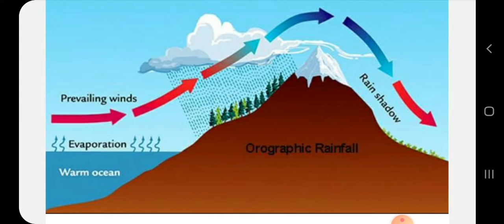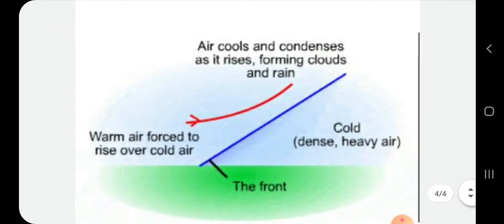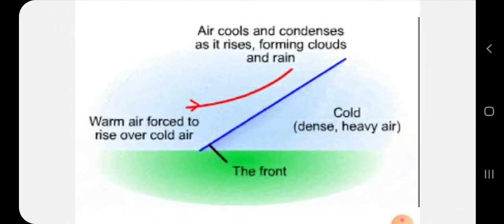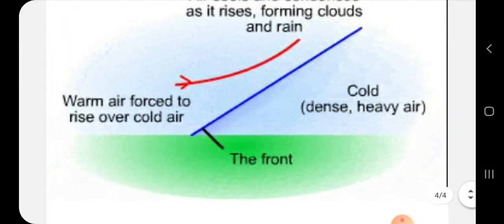Now come to the next type. Frontal rainfall is also known as cyclonic rainfall. Look at the diagram. When two contrasting air masses, means the cold air masses and the warm air masses, coming from opposite directions converge along a line, a front is formed. You can see here, front.